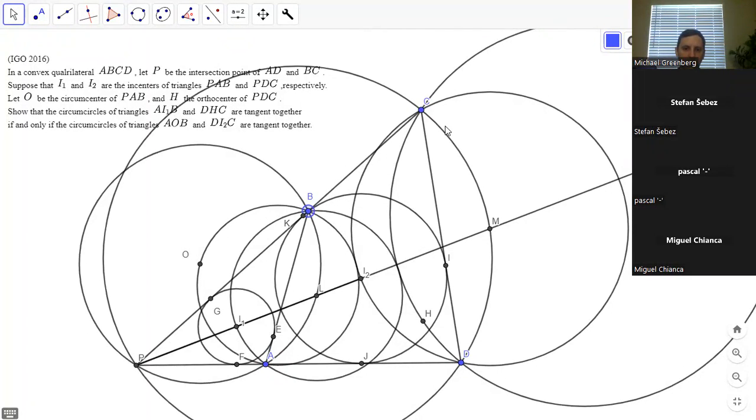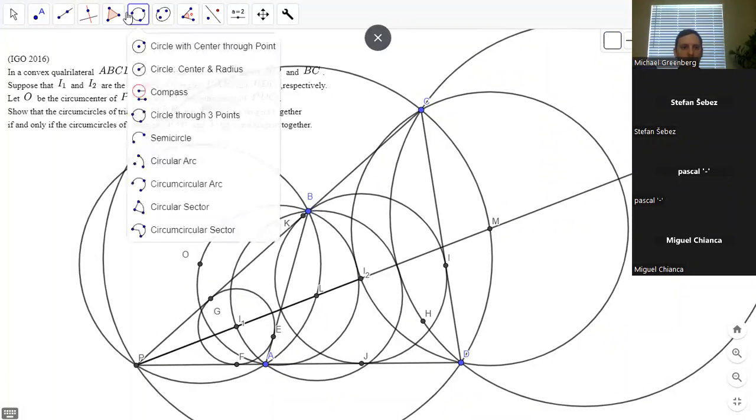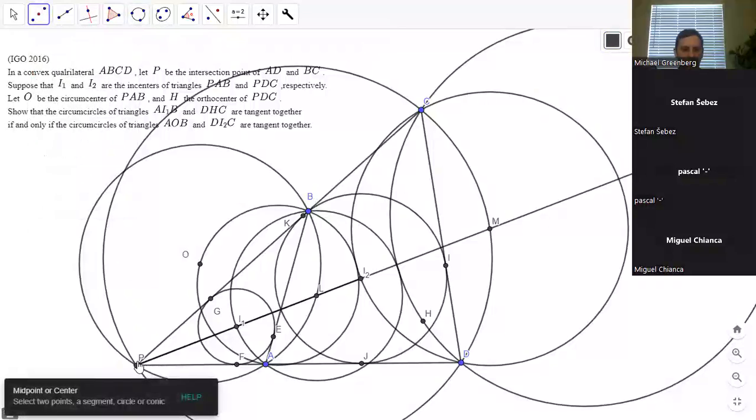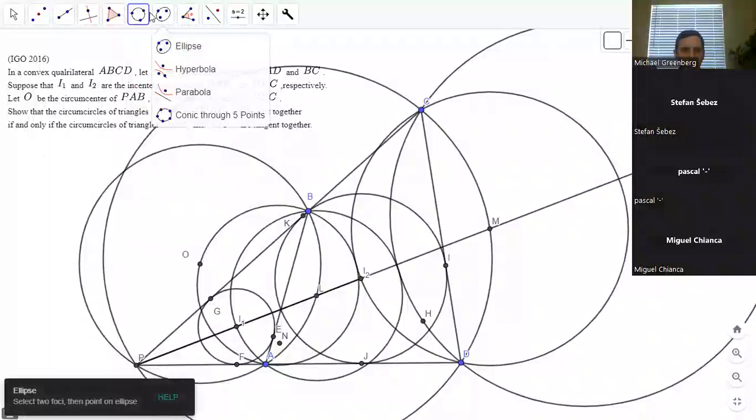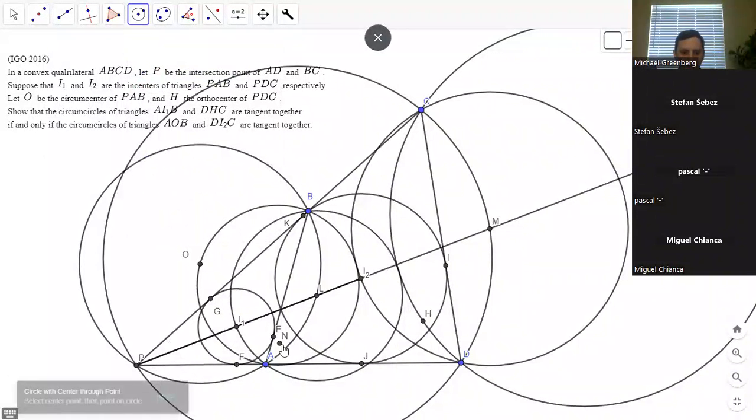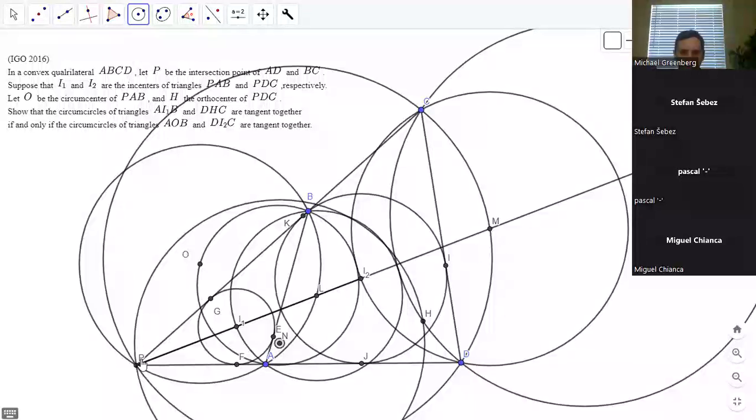Can you try to draw the circle with diameter PH? Sure. Oh yeah, I just thought that the point of tangency lies on that circle. Or you thought point B might lie on it? No, the point of tangency between AI2B and DHC. Okay.